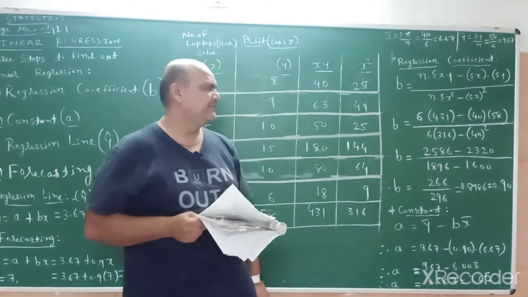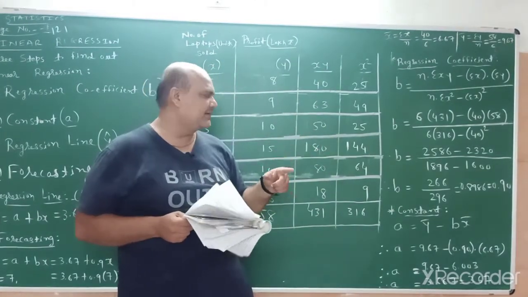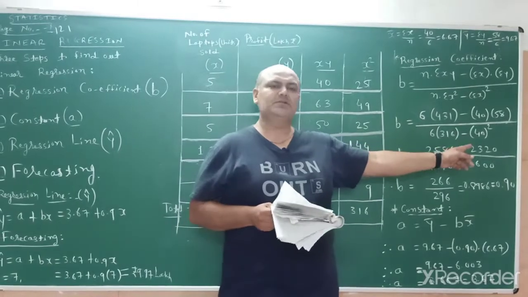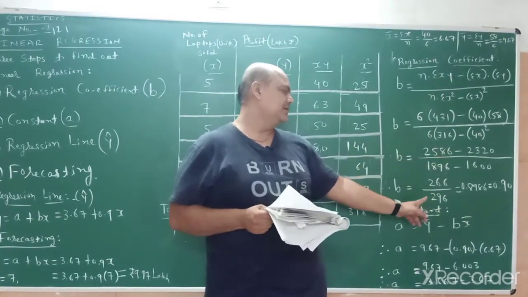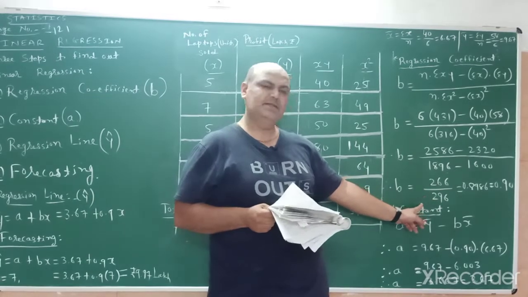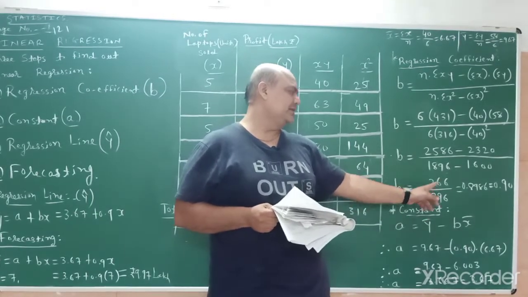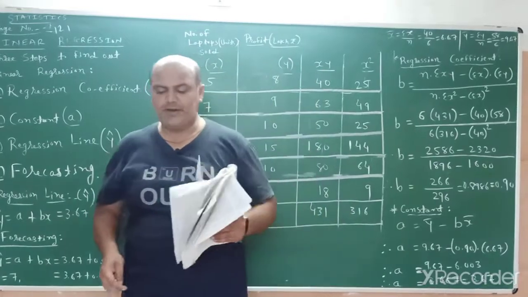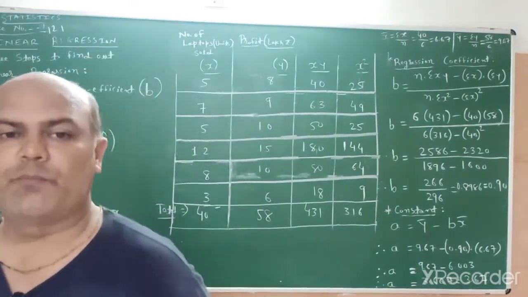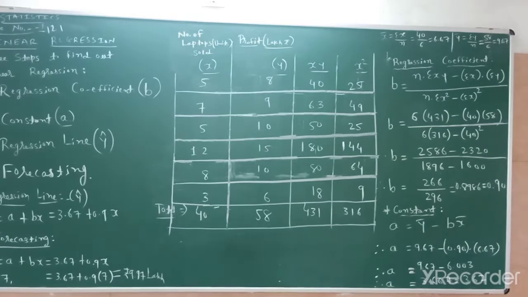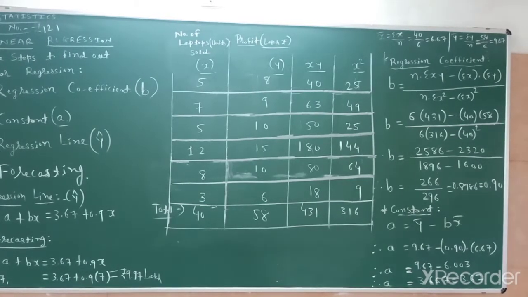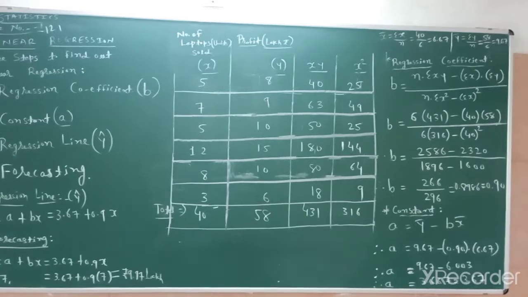minus 1600, that is 40 square. 2586 minus 2320 is 266, upon 1896 minus 1600, that is 296. So 266 divided by 296, the final answer is 0.90. So here we find the value of b, the regression coefficient.